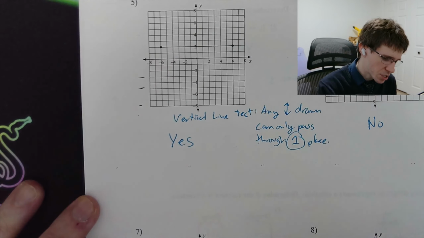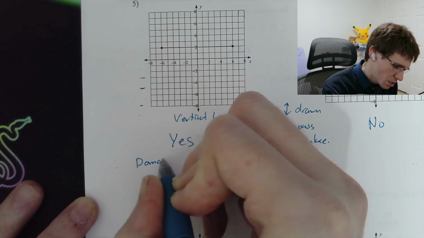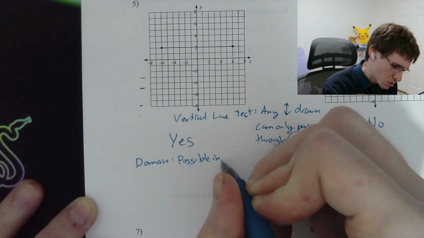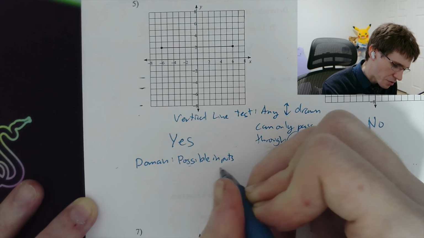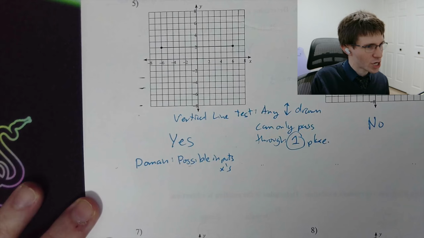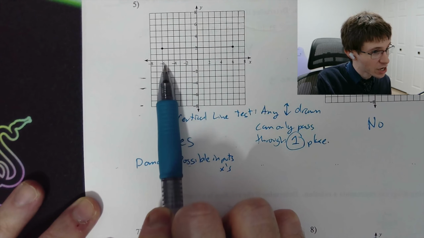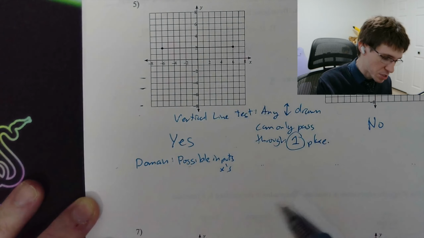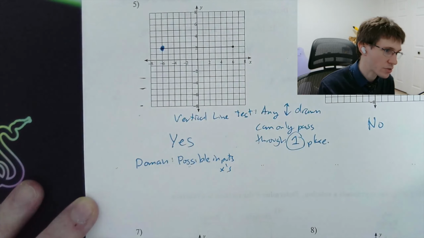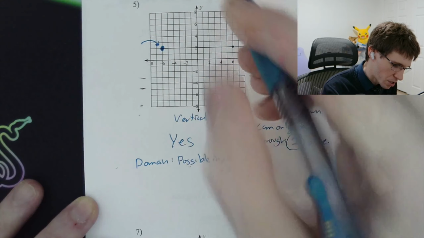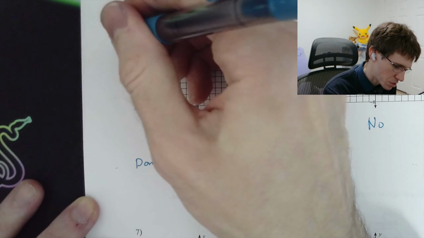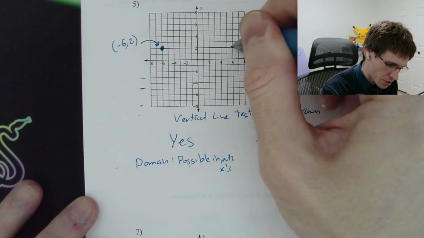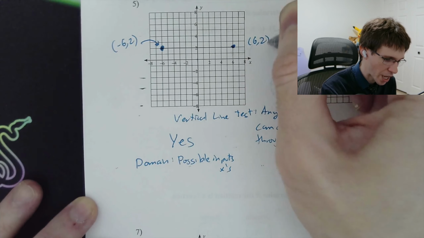The domain is equivalent to saying, so I'm just going to write out the word domain here. The word domain is the possible inputs, so the possible inputs, aka the possible x's. So in this question, the possible x's are going to be from negative 6 all the way to positive 6. Specifically, we can mark this coordinate right there, and we can say that coordinate is the coordinate negative 6 comma positive 2.